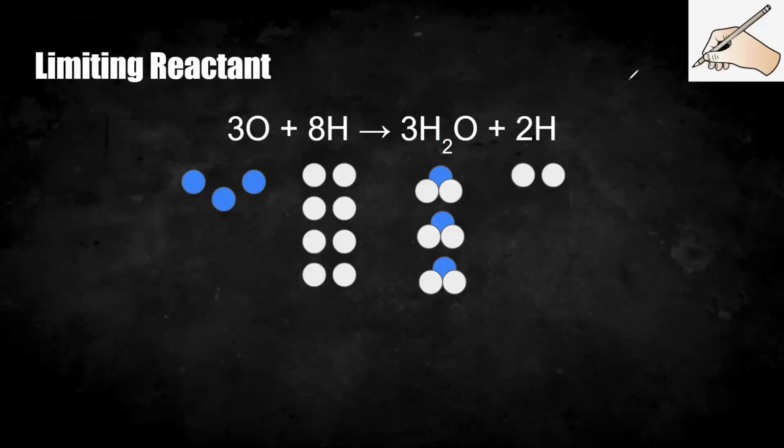Let's look at it in terms of a chemical reaction. This is creating water. So if we say we're starting off with 3 oxygen atoms and 8 hydrogen atoms, and we know that the chemical formula for water is H2O, meaning it likes to have 2 hydrogens for every 1 oxygen, I want you to pause the video, think about it, and tell me what you think the limiting reactant is.